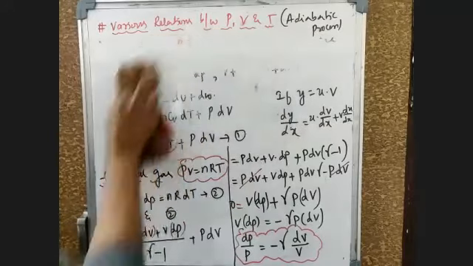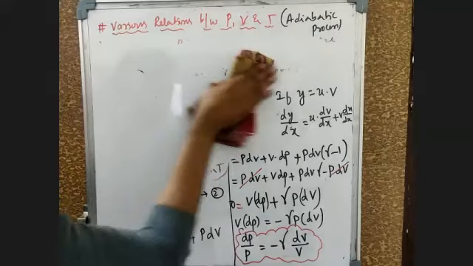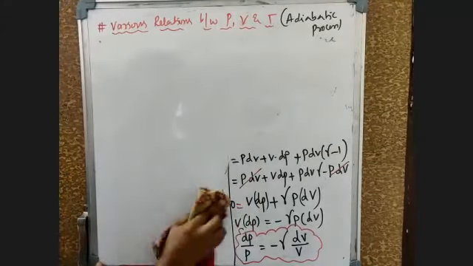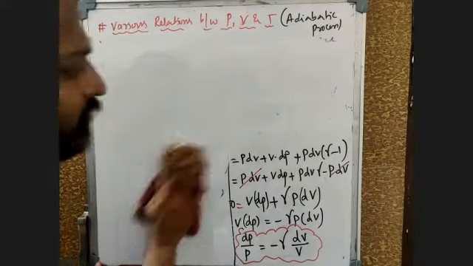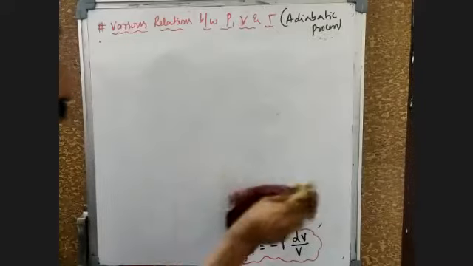Okay, there is a little more derivation. Finally we'll try to get the relation between pressure and volume, same as I got for the isothermal process. For isothermal, what is the relation? PV is equal to constant. That is Boyle's law.